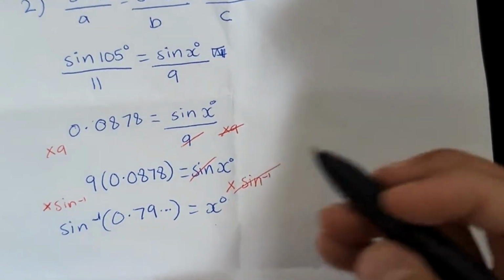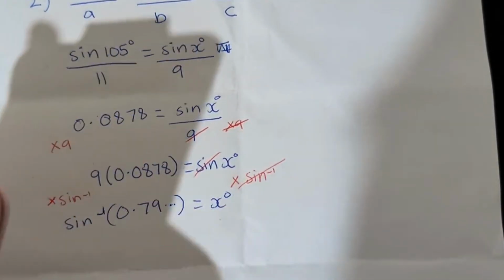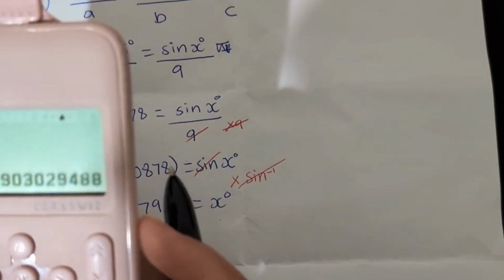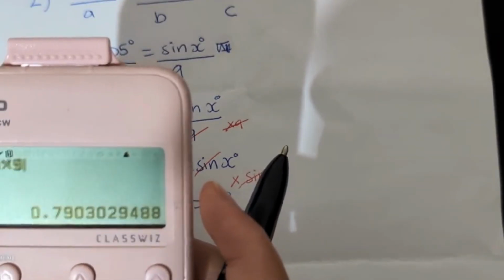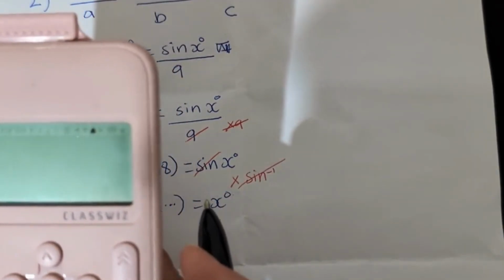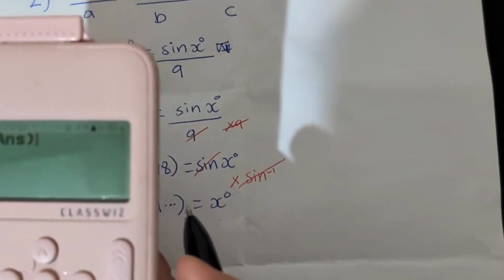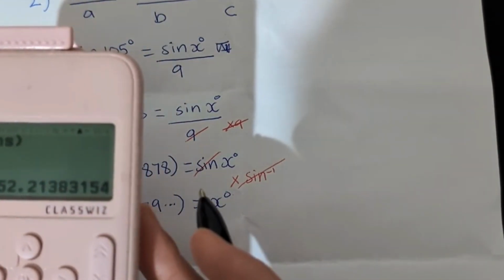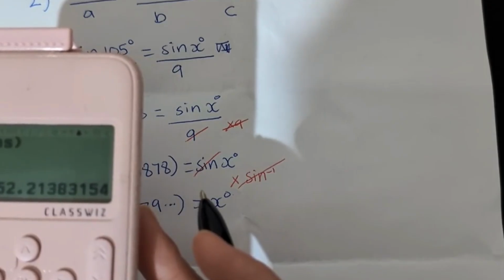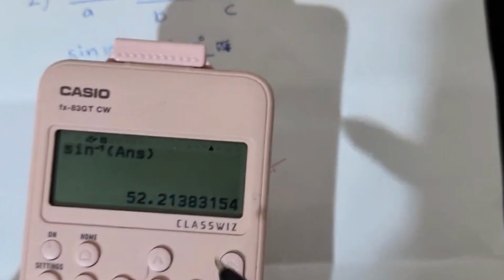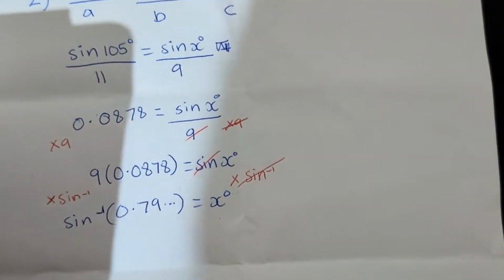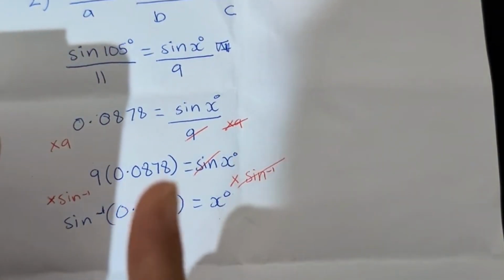Okay, and if I again go ahead and put that on my calculator, so I'm going to do sine inverse, so that is this button, but I've got to do shift and then my answer button, and yeah, we can see that. Okay, so the equal sign, and we've got 52.2138. So if I round that, the question says to give your answer to 1 decimal place.